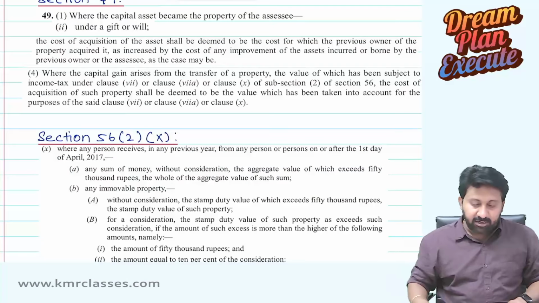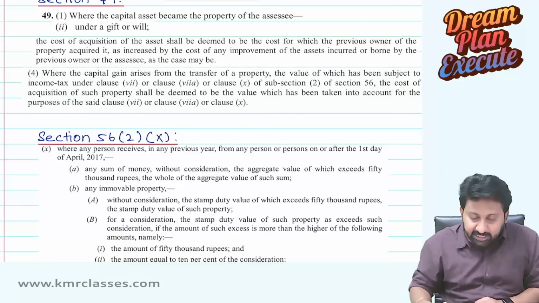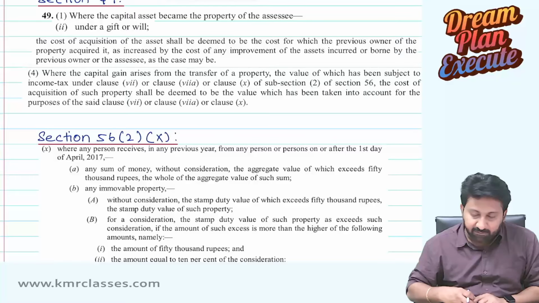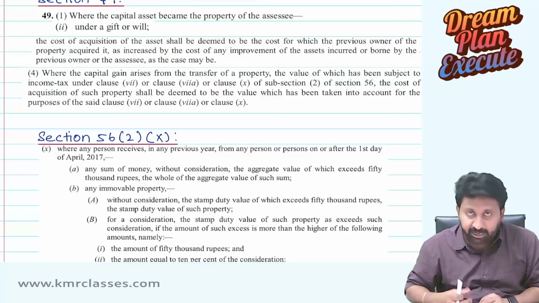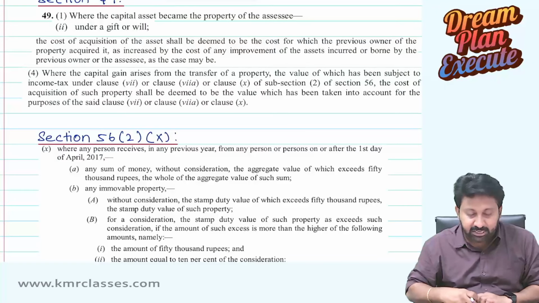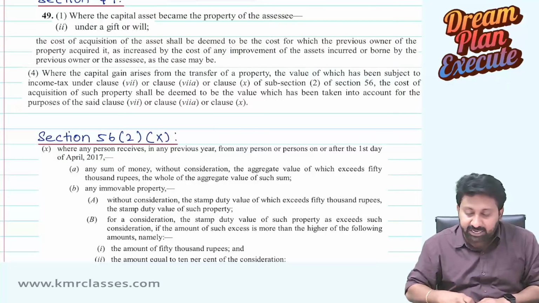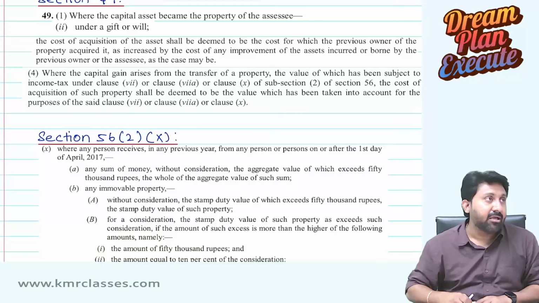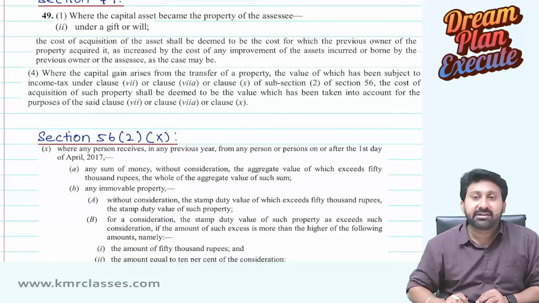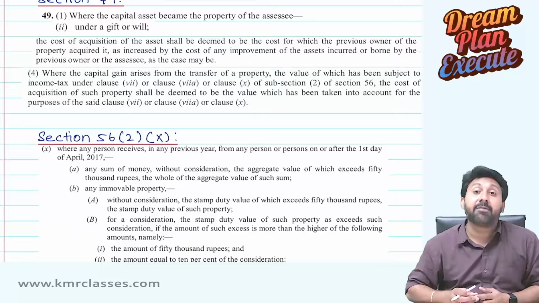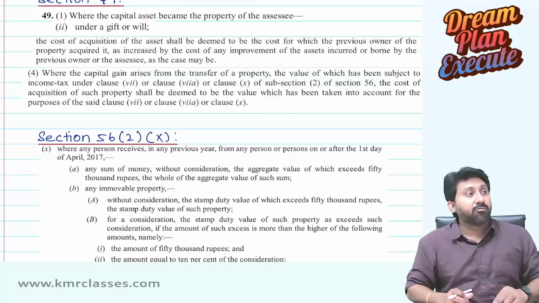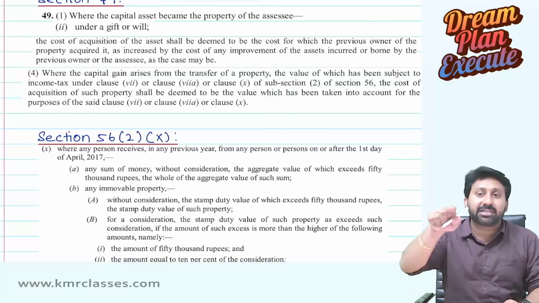So what you have to understand: where the capital gains arises from the transfer of a property, the value of which has been subject to income tax under clause 7, 7A or 10 of subsection 2 of section 56, the cost of acquisition of such property shall be deemed to be the value which has been taken into account for the purposes of the said clause 7, 7A or clause 10. 7, 7A irrelevant, 10 is 100% relevant. So what is subsection 2, clause 10 of section 56?